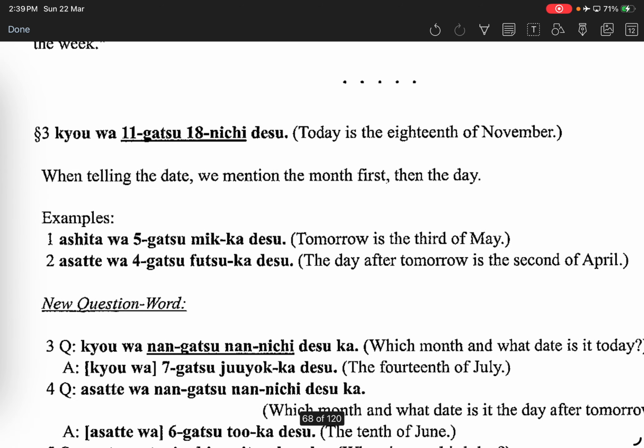Moving on, we have the month and the dates. So if you recall, the month is the one that is using the alternative reading, right? So for April, we don't say 4月, we say 4月. For July, we don't say 7月, we say 7月. For September as well, we don't say 9月, we say 9月. So please remember the month is using the secondary reading.